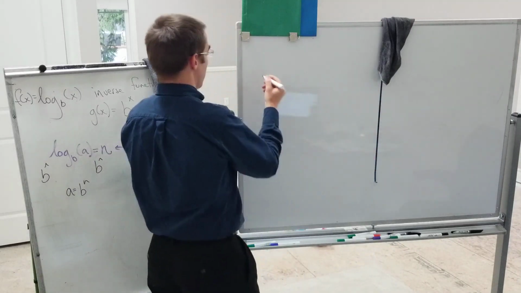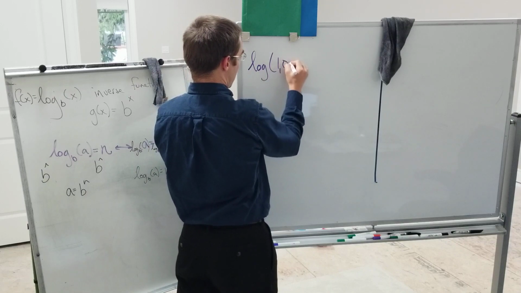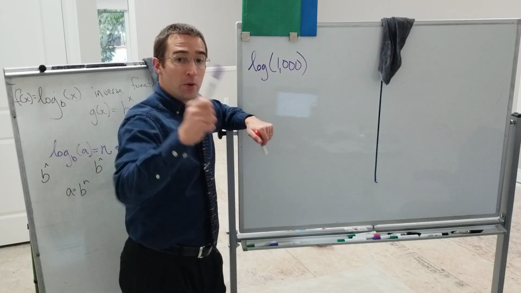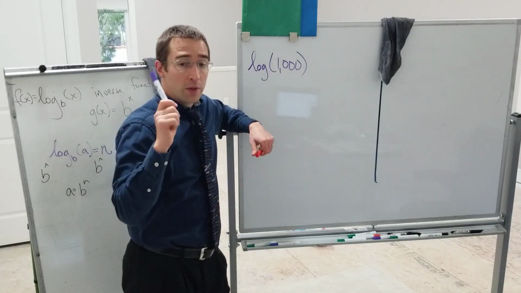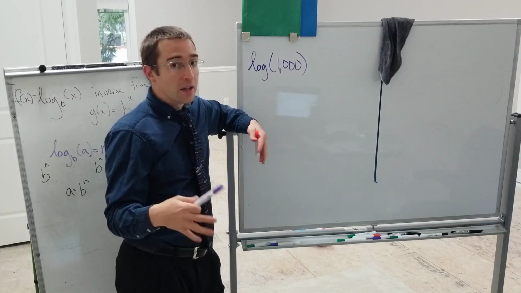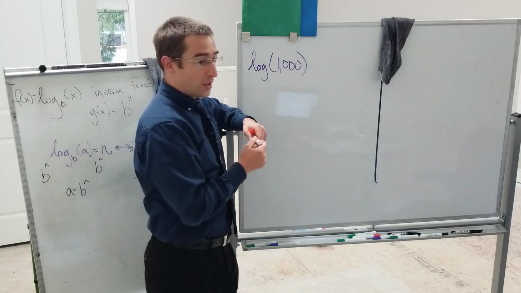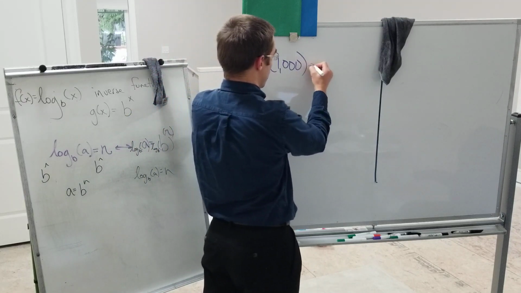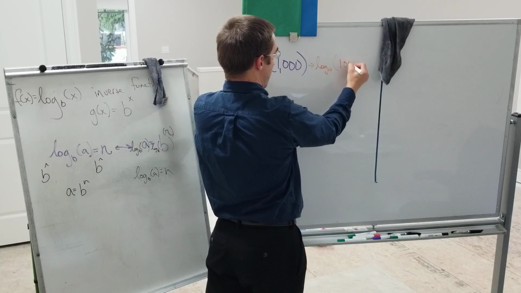We're going to take the log of 1,000. Notice, I didn't write a base here. When there's no base given, it's just log. That's log base 10. We call it the common logarithm. So here, really, we have log base 10 of 1,000.